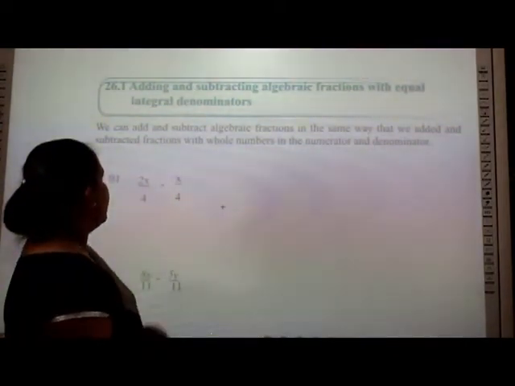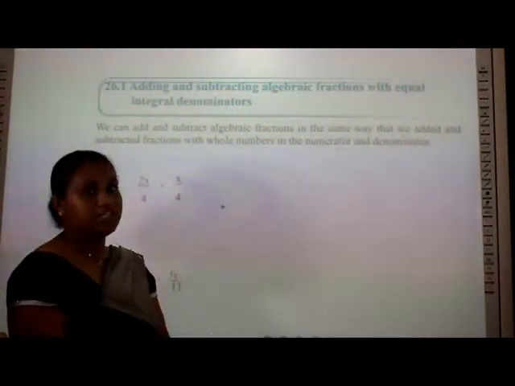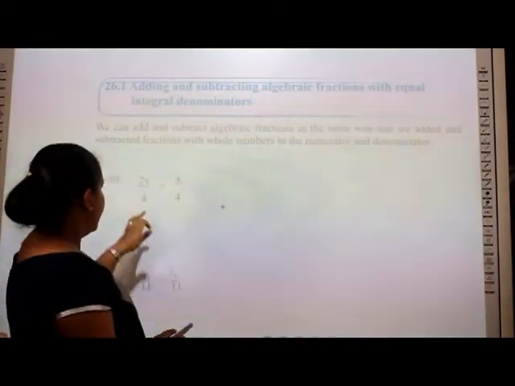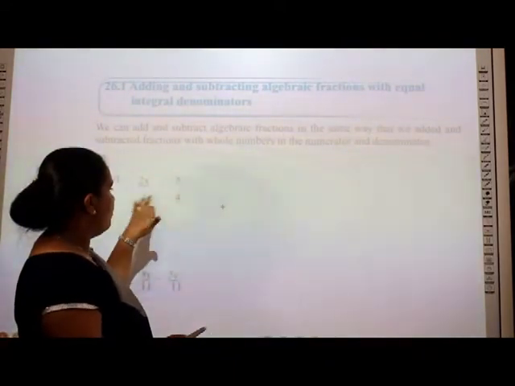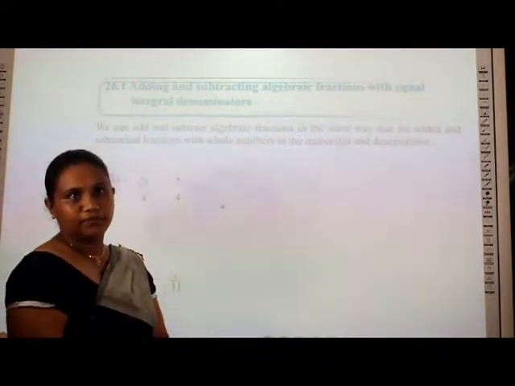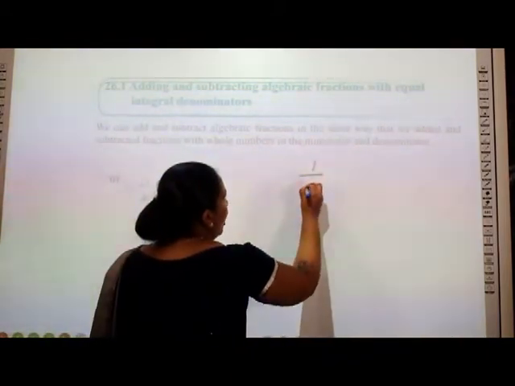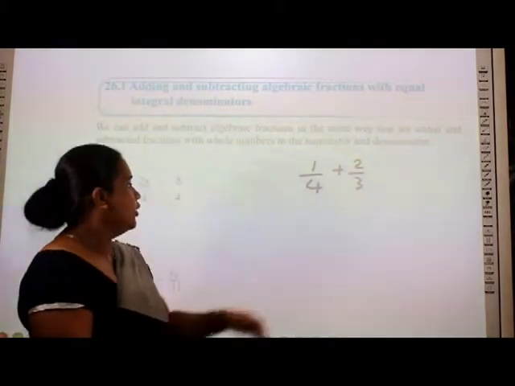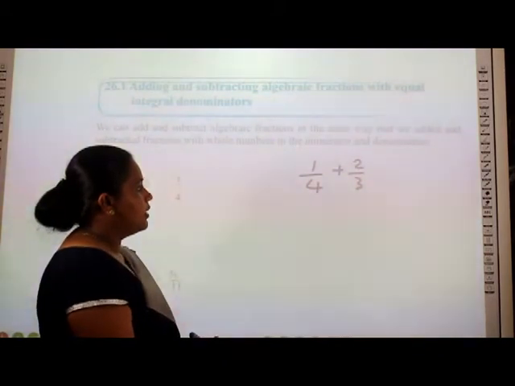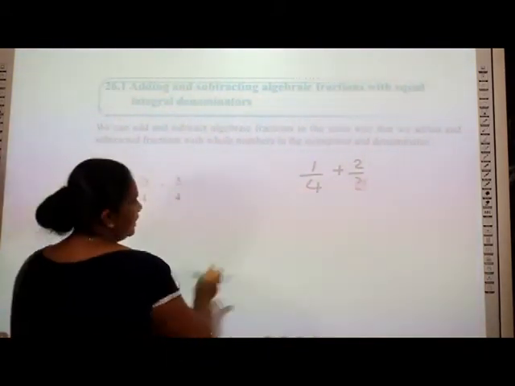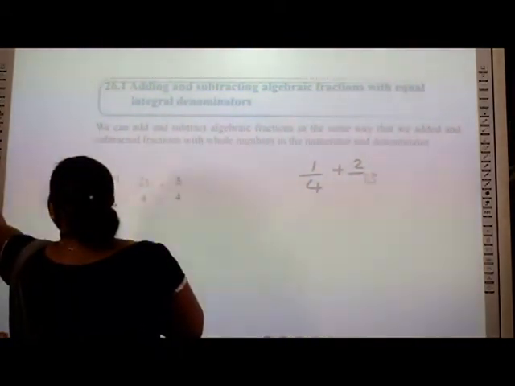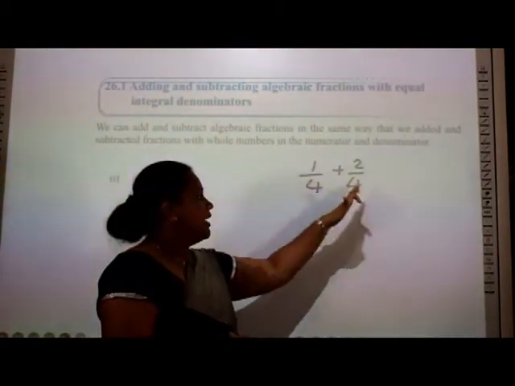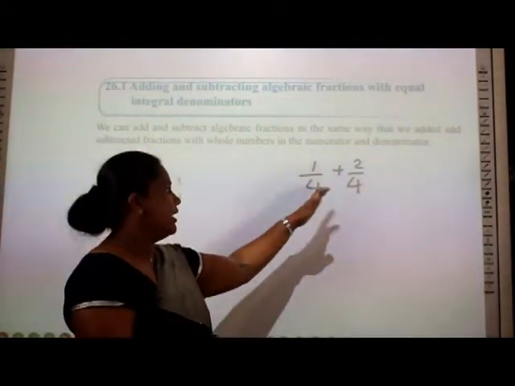Look at this one. Here I am going to add and subtract algebraic fractions with equal integral denominators. Here you can see in these algebraic fractions, the denominators are equal. Already you know how to solve this one. How can we solve this kind of fraction? Here there is a simple mistake. If I put 4 here, now look at it. Here the denominators are equal. Both denominators are 4.